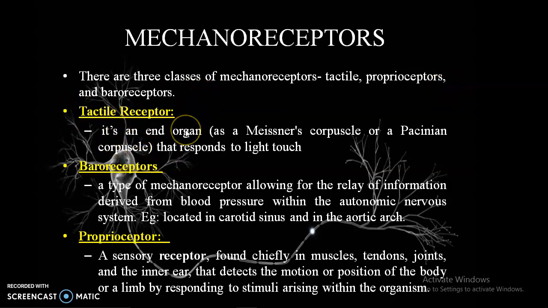So tactile receptor, as its name indicates, it responds to touch. It is an end organ like Meissner's corpuscle or Pacinian corpuscle, which we will discuss at the end of the presentation, and it responds to light touch. Baroreceptors respond to changes in the pressure, like blood pressure or any other kind of pressure changes in the body. Now proprioceptors are found in muscles, tendons, joints, etc. They detect the position and motion of the body and give signals to the brain, or inform the brain regarding the position of the body.